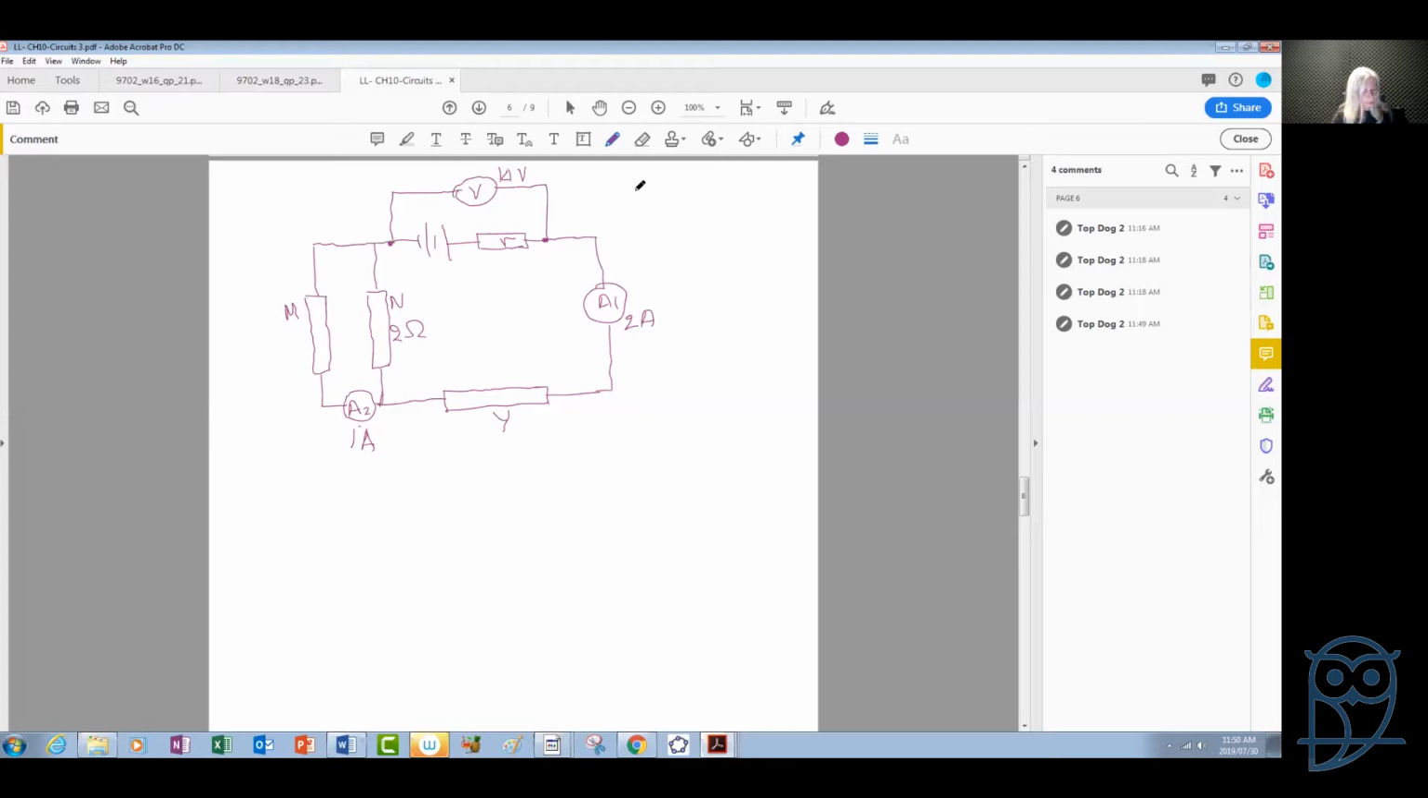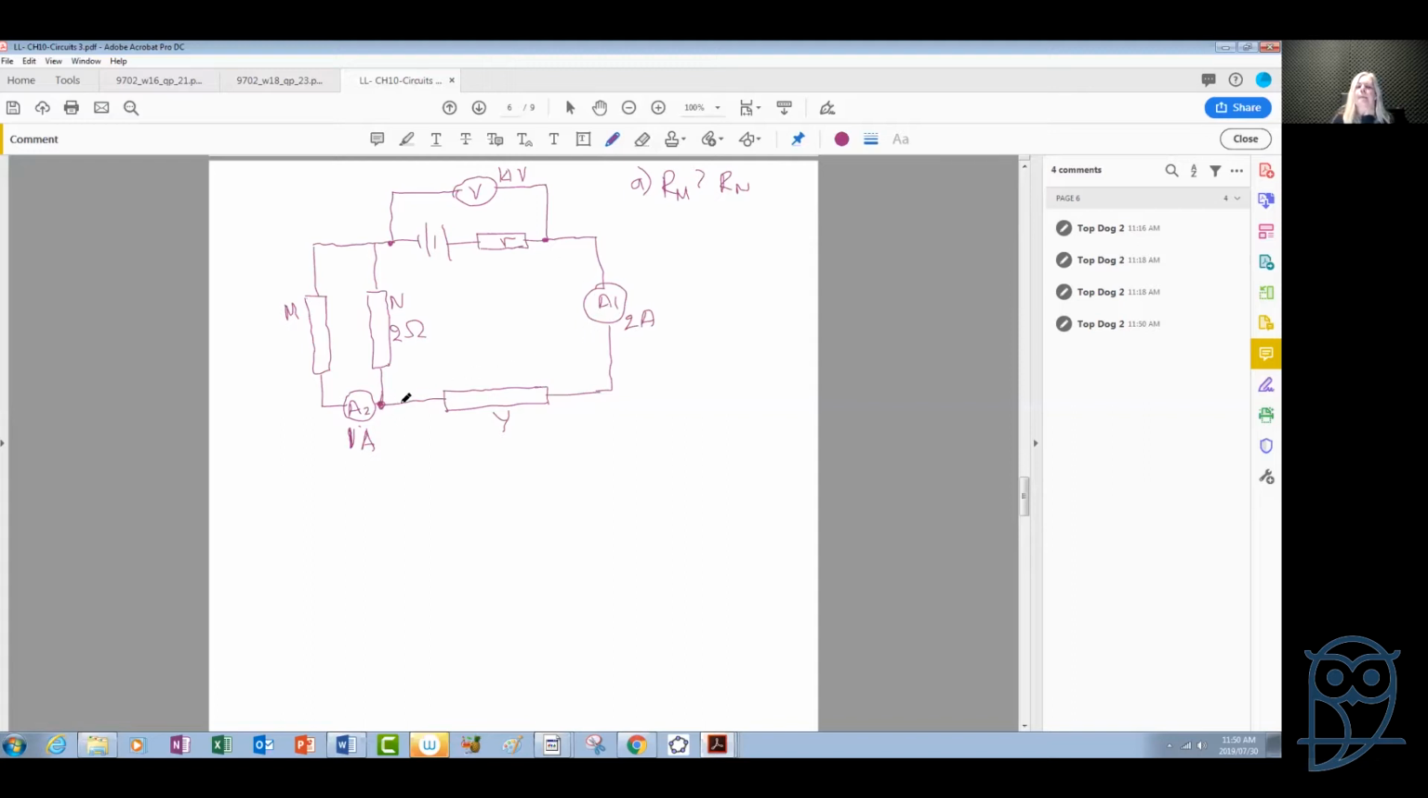So the first question says, compare the values of the resistances of these resistors M and N. How do they compare from this data that we have? This is not a difficult question because we are given this current of 1 ampere and we are also given this current of 2 amperes. This is a total current.